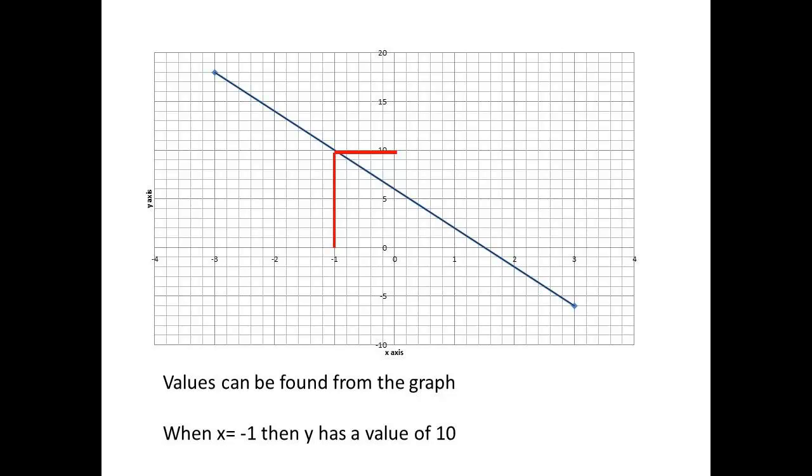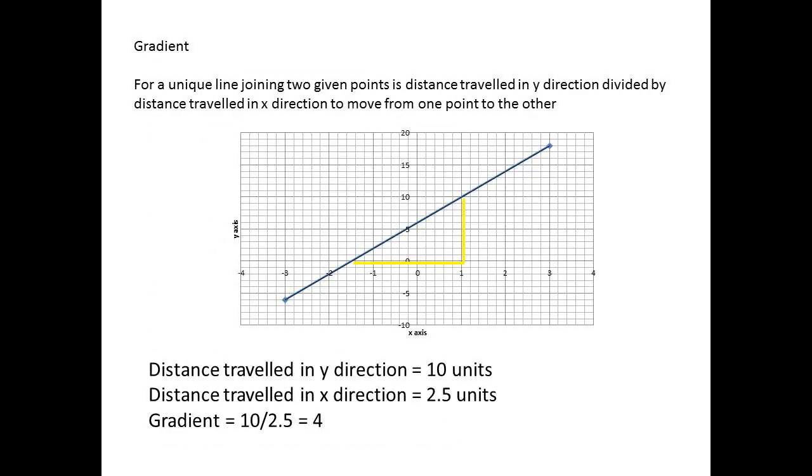We can use the straight line graph to find values. When x equals minus 1, then y has a value of 10. The gradient, or slope, for a line joining 2 given points is the distance travelled in the y direction divided by the distance travelled in the x direction in moving from one point to the other. In this example, the distance travelled in the y direction was 10 units and in the x direction is 2.5 units. The gradient equals 10 divided by 2.5, which is 4.